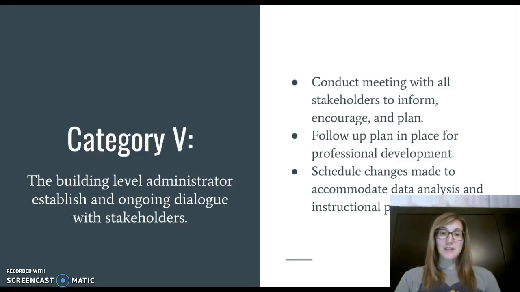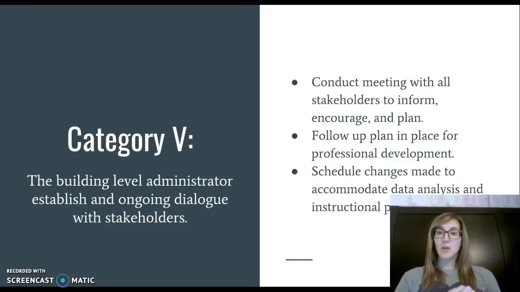And then last, how I established an ongoing dialogue with stakeholders. Again, I just wanted to make sure that I was conducting a meeting with all of the stakeholders, including the PTO, the Board of Education, our staff members, to inform them of the problem, encourage and have a positive outlook on what was to come and what was needed, and to have a plan set in place, a specific plan that we could all go through together.